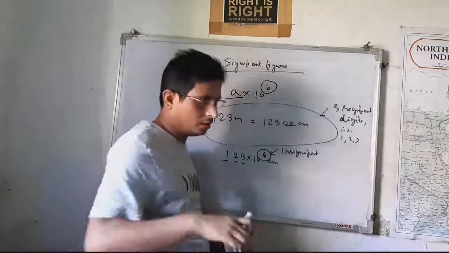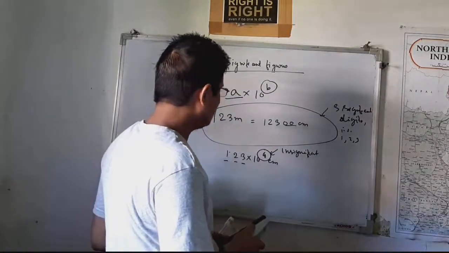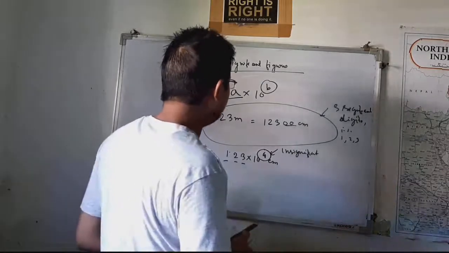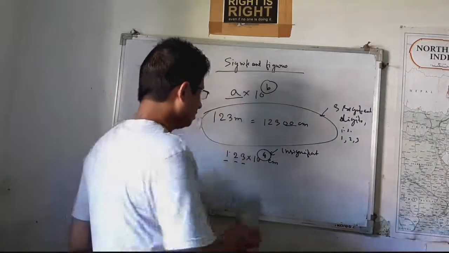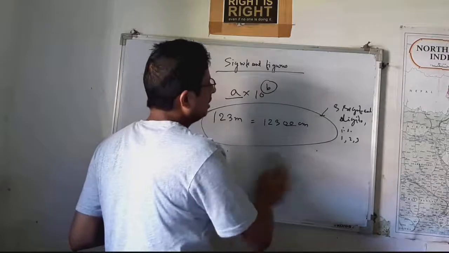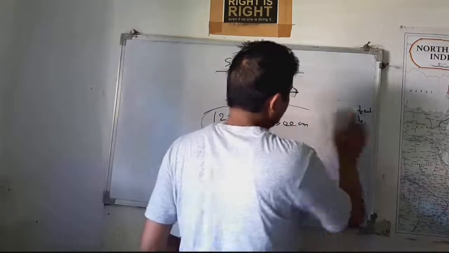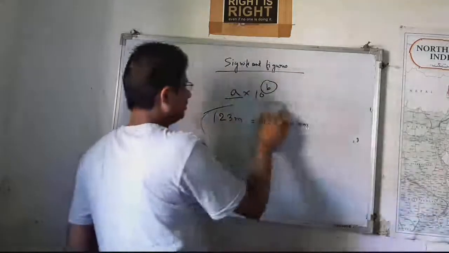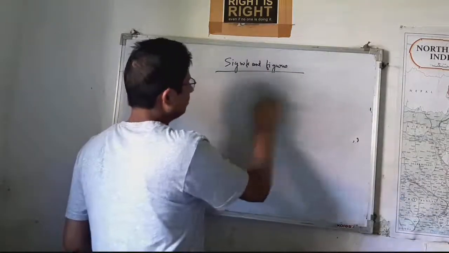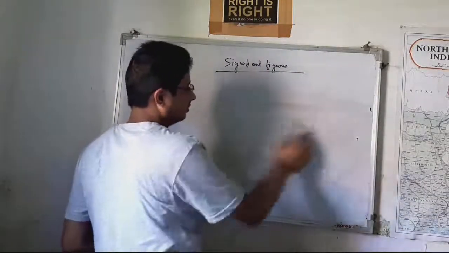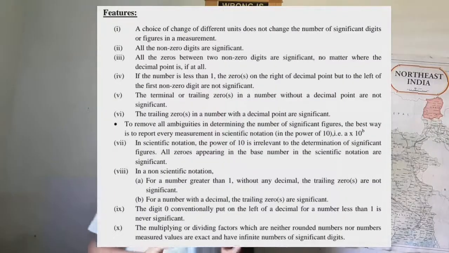It is useful to write the measured value in terms of scientific notation. It will reduce the errors as well as improve the measured results. I have added all the features of significant figures in concise form along with this video. So pause the video and watch it.